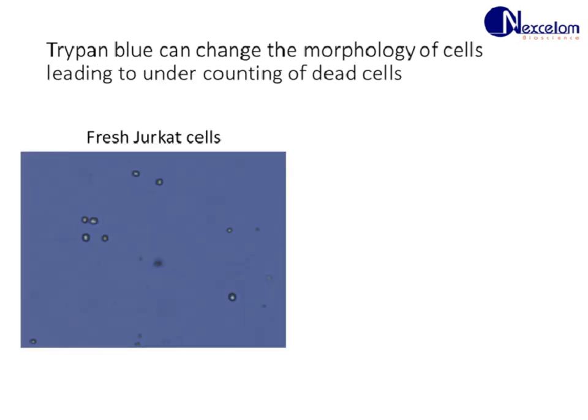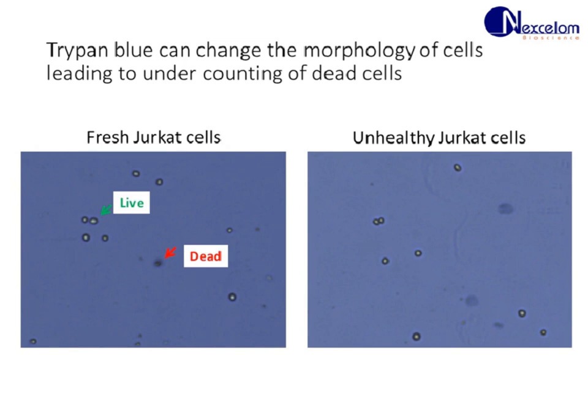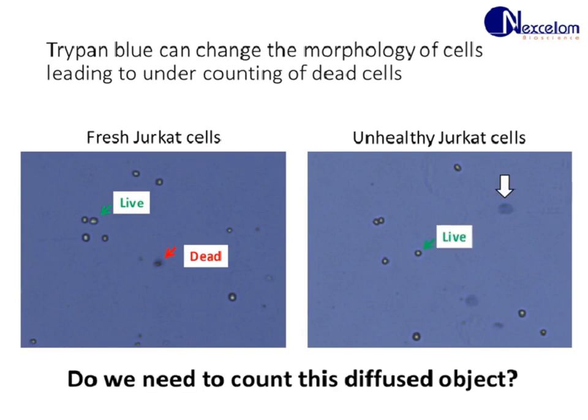So if we put a side-by-side comparison, in freshly cultured Jurkat cells, you can see very clearly what's live and what's dead. With unhealthy Jurkat cells, for example, cells left outside for 168 hours, you can see live cells, but there's these diffuse objects. Do we really need to count these objects? And most oftentimes, they're not counted.